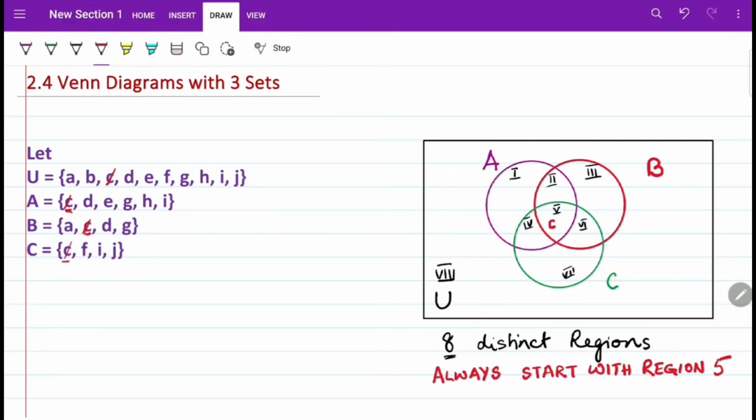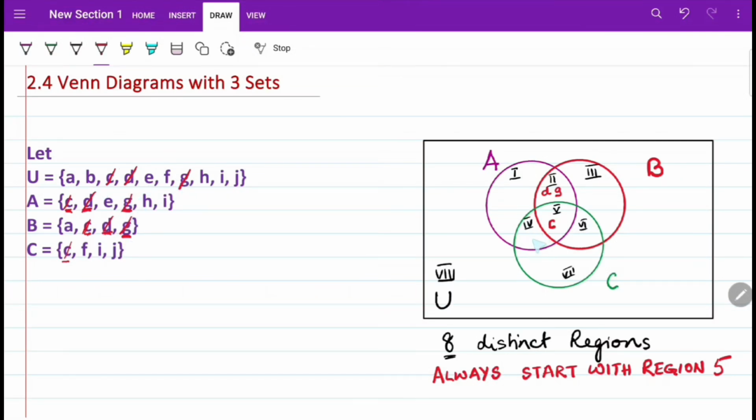All right. Now I'm going to go to region 2 and see what is common between set A and B, and I'm going to put in all the elements over there. So between A and B, the common elements are D, correct? D is common to both, and G is common to A and B as well. So I'm going to write D and G in region 2. And after I've done that, I'm going to cross out D, G, and also in the universal set. All right. So C, D, G crossed out.